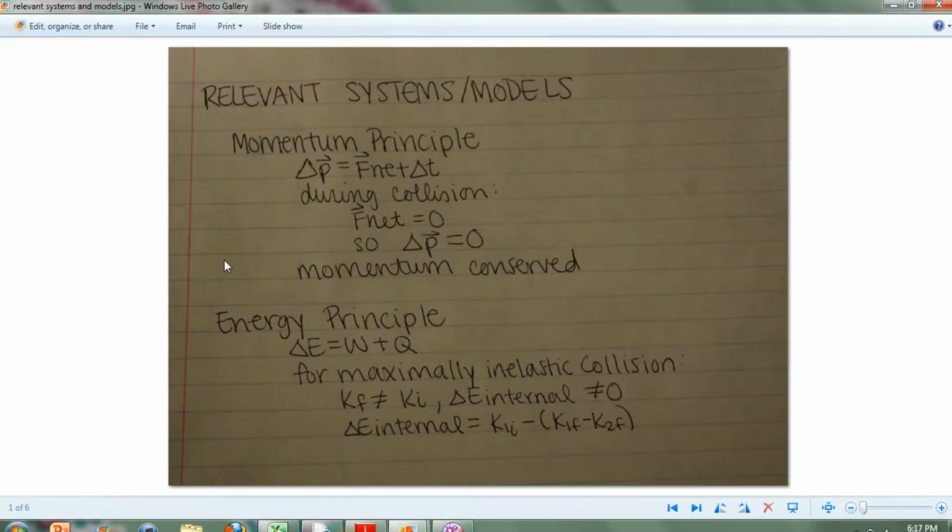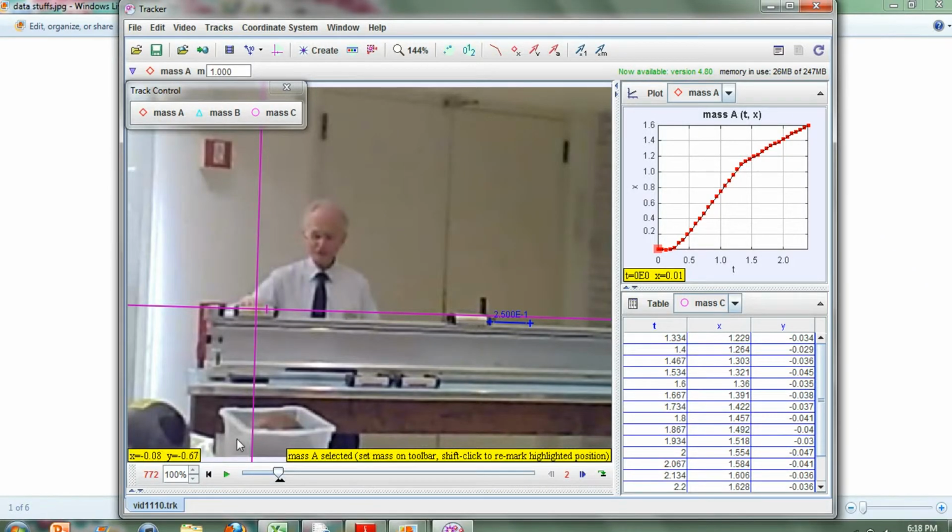The relevant systems and models in this lab are the momentum principle, where the change in momentum is equal to the net force times the change in time, but during a collision the net force is 0, so the change in momentum is 0, and the momentum is conserved, as we just saw in the model. And with the energy principle, for a maximally inelastic collision, the final kinetic energy does not equal the initial, so the internal energy changes, whether it's loss of heat, vibration, whatever, or deformation. That is the equation for the change in internal energy, which is what I put in for the model. Then I chose this video to analyze so I can get real data for an inelastic collision.